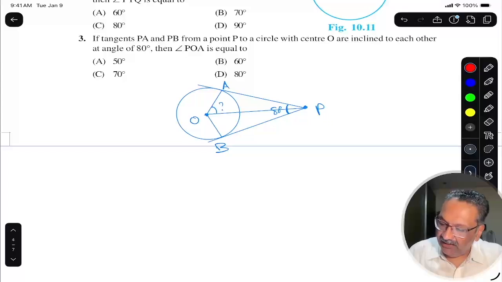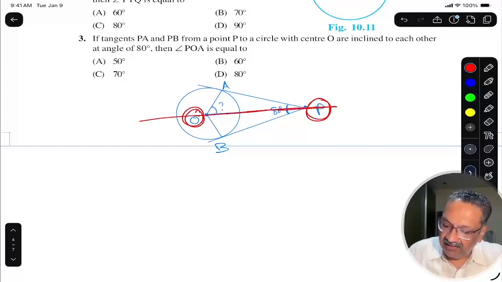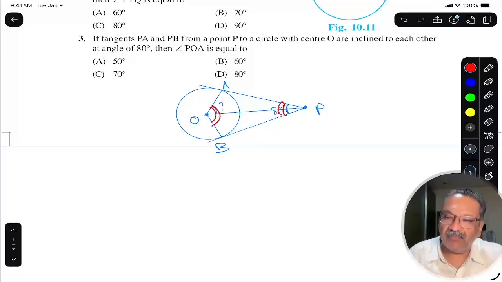Okay. Now we know that this line, the line joining the external point to the center, acts as a bisector of these two angles. It is a bisector of these two angles. Since it is an MCQ, I will just explain how it acts as a bisector.